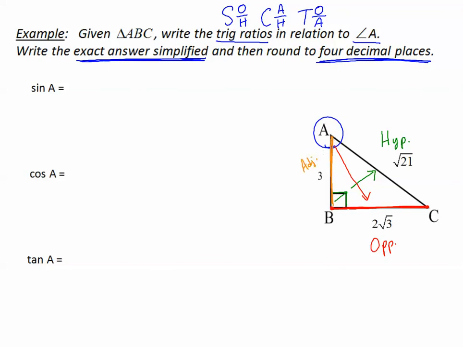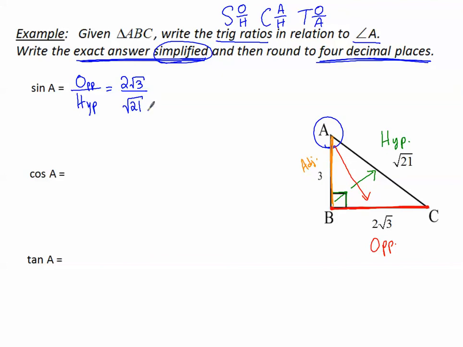Now let's write what we have. Sine of A is opposite over hypotenuse. So opposite is, now I only have to write the numbers, it doesn't say write the sides. Opposite is 2 square roots of 3 over hypotenuse, square root of 21. So that's my exact answer, but simplified. Simplified for this problem means I don't keep a radical in the denominator.